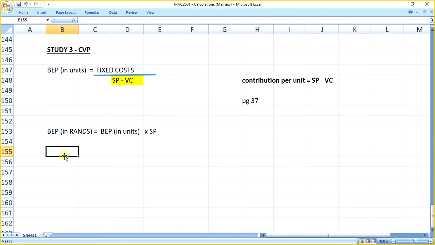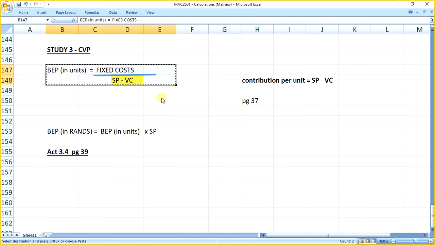All right, let's do an example. I'm looking at activity 3.4 on page 39. Okay, yes, I see it. So I'm not going to work out all of it. It's quite a long exercise. I'm just going to work out the first one, the break-even point, and then we can look at the rand value. Is that okay? That's fine. Yes. All right, so I'm going to show you how to use this formula.